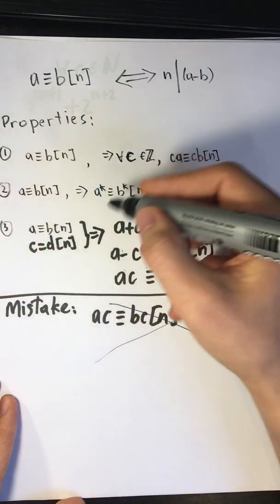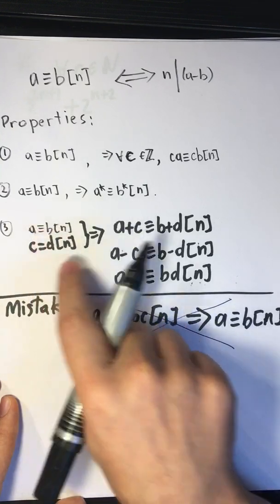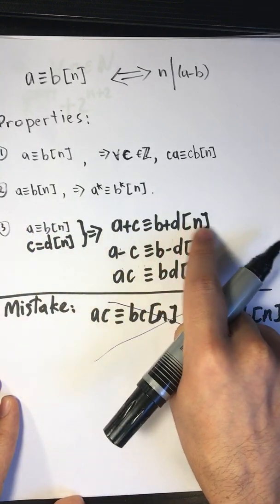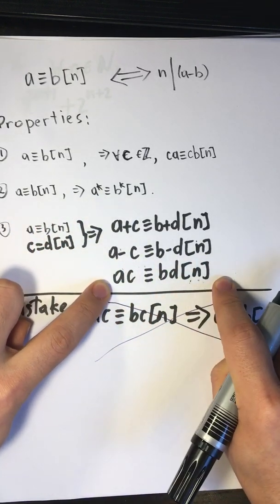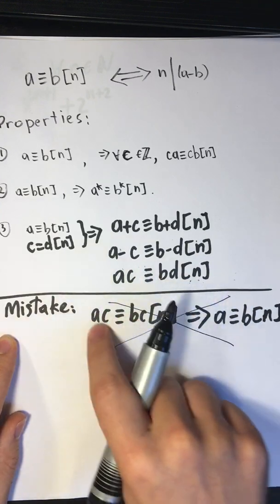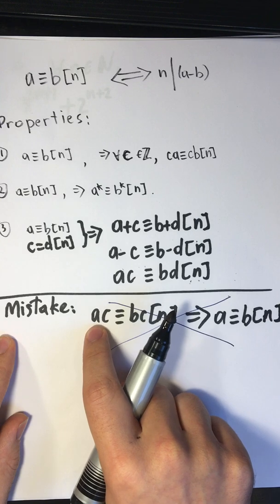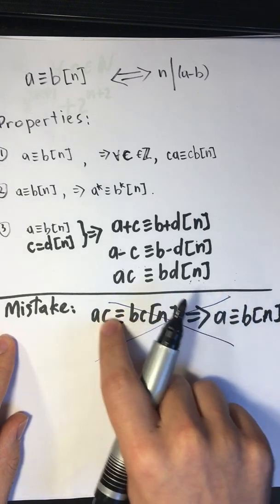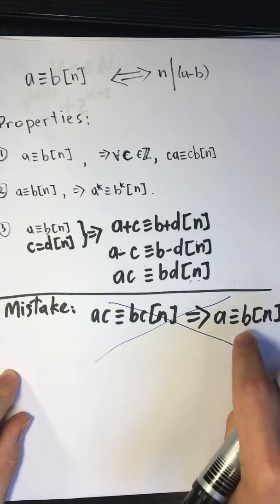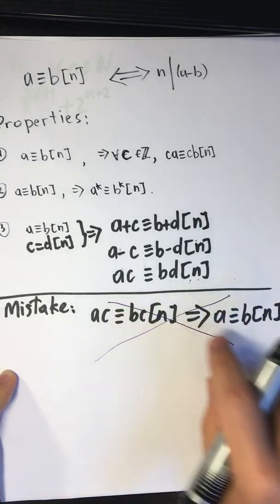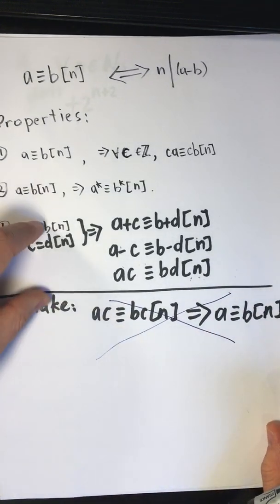I mean, there's three of these bold lines. If you have two of them, you can add them like a plus c, b plus d, but you only need to write one mod n, and you can subtract them like this, and then you can multiply them like this. Okay, but a mistake: never ever divide. You cannot divide both sides by c. For example, if you have ac ≡ bc mod n, you cannot go to a ≡ b mod n. No. You can find some example, but I'm not gonna give you an example, but never do this. So it's these properties.